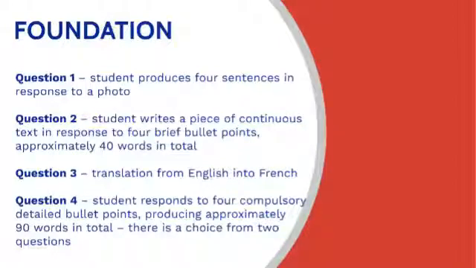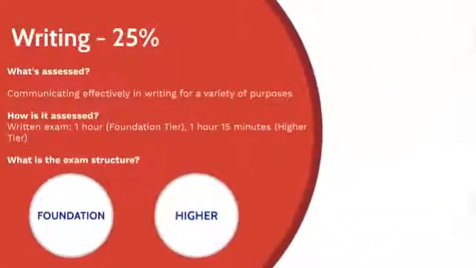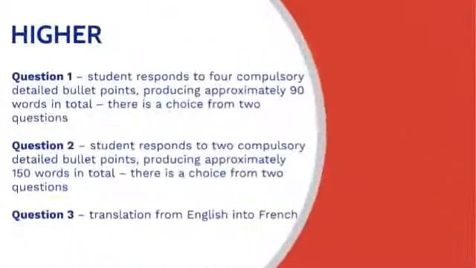In your second question, you have to write a 40-word paragraph in response to 4 bullet points. In question 3, you do a short translation from English to French. And in question 4, you respond to 4 detailed bullet points and produce about 90 words, and you have a choice of 2 questions. That question 4 is where the overlap is with the higher paper.